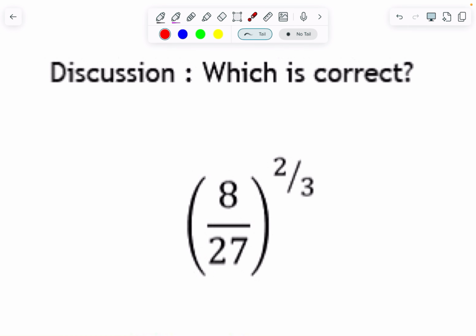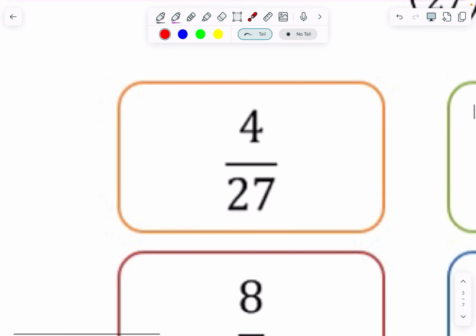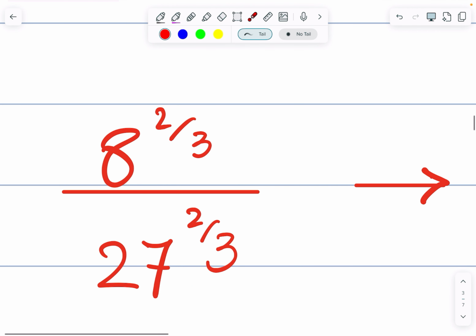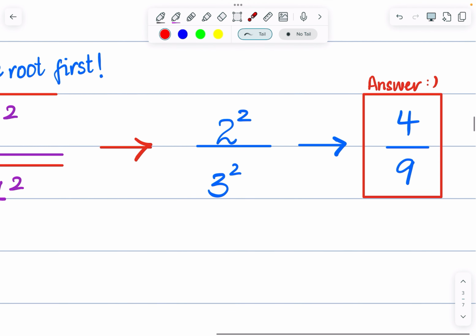It's everything the same. The only difference over here is you're going to give the power to the numerator and denominator separately. It's 8 over 27 whole power 2 over 3, right? So you're just going to split the power between the numerator and denominator. So it's going to become 8 to the power 2 over 3 and 27 to the power 2 over 3. Agreed? Okay. And then you're going to solve it like any normal question. You know what to do, root and power case. So go ahead, try it out. Okay, go ahead. Yes, that is the correct answer, 4 over 9.